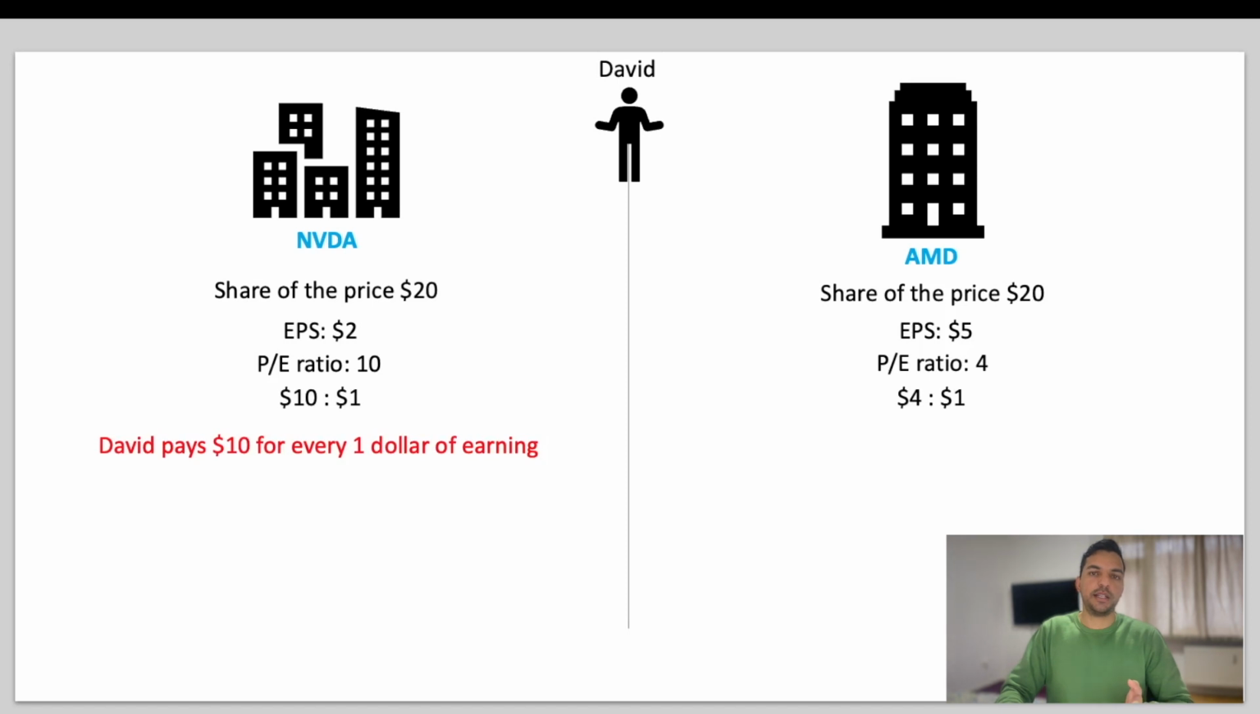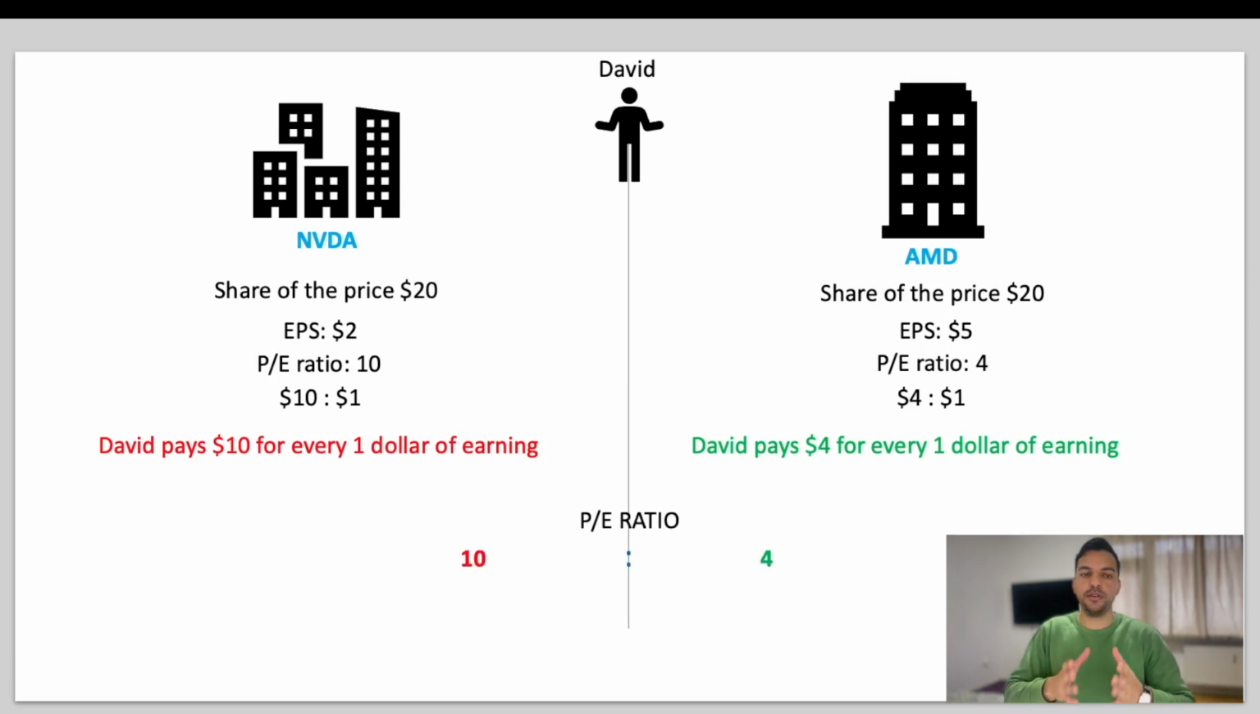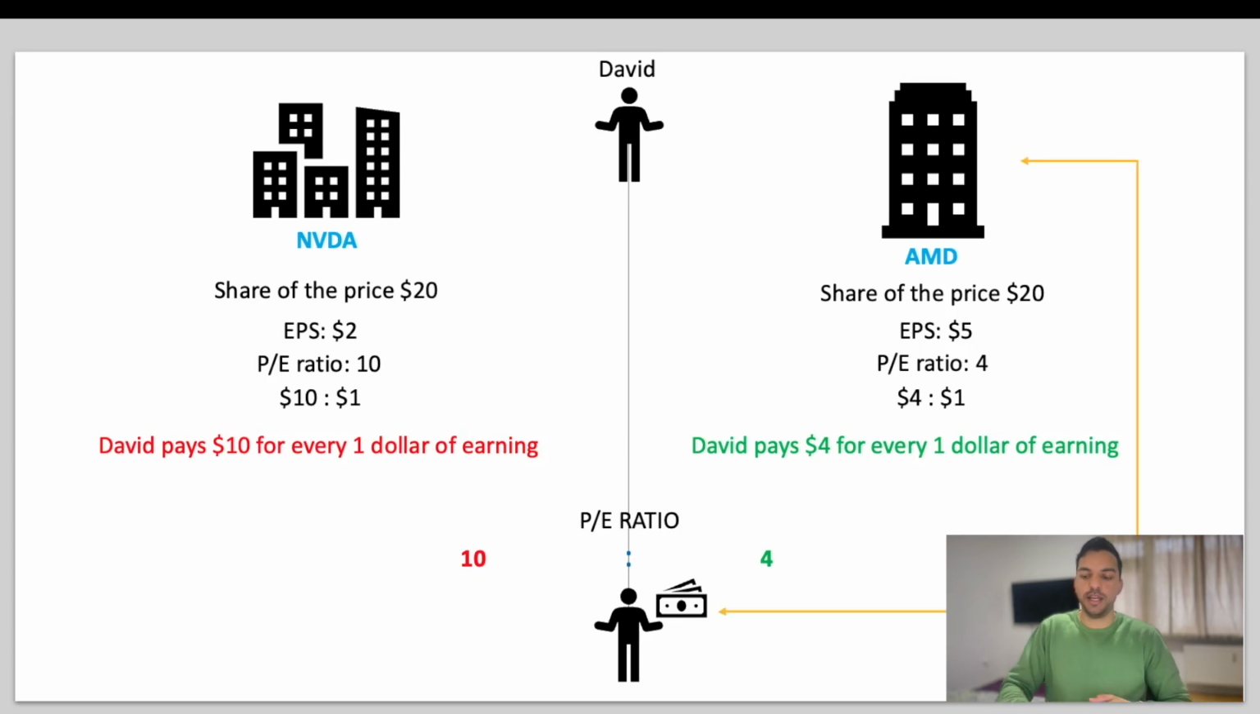Which tells you that David pays $10 for every $1 of earnings, as compared to $4 for every $1 of earnings for AMD. This 10 to 4 ratio tells you that Nvidia is very expensive, and as compared to Nvidia, AMD is very cheap, like more than twice as cheap. So if David wants to invest in one of the two companies based solely on this PE ratio, he will definitely go for AMD.